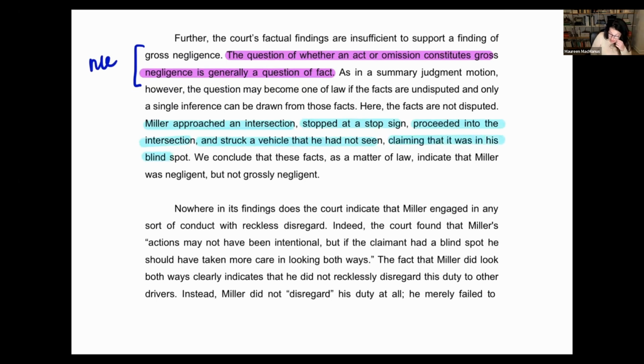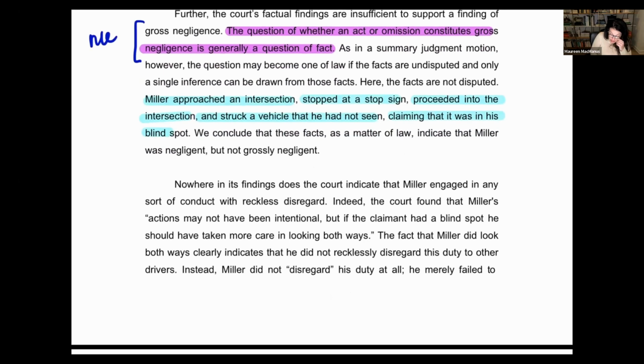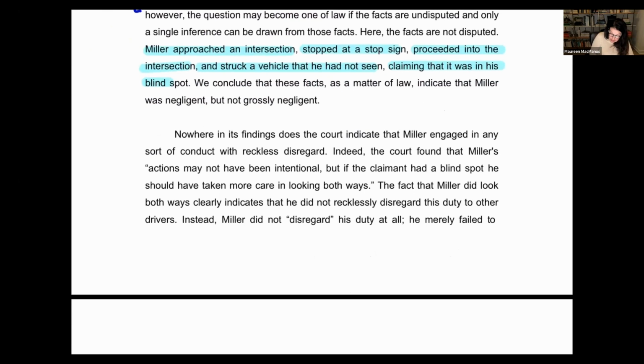We conclude that these facts, as a matter of law, indicate that Miller was negligent, but not grossly negligent. So here, they held that there was simple negligence, not gross negligence, because of these facts. Nowhere in its findings does the court indicate that Miller engaged in any sort of conduct with reckless disregard. This is also its reasoning.